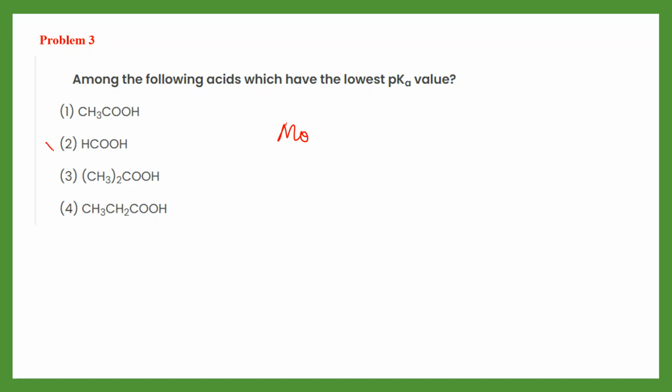We reached the answer that this is most acidic. Now among 1, 3 and 4, 1 is most acidic, then the third, then 4. Why? Because CH3 is having less plus I than your isopropyl group, plus I order.